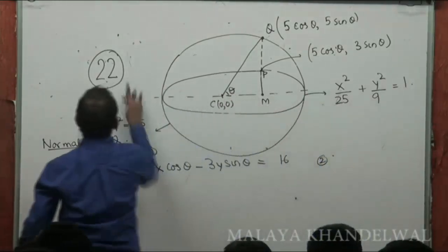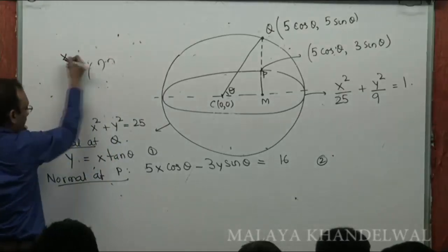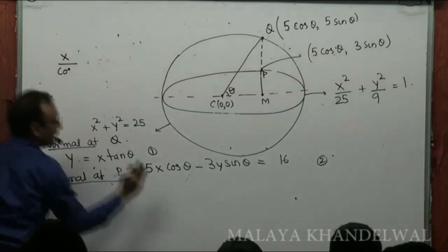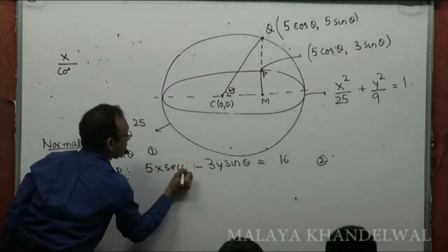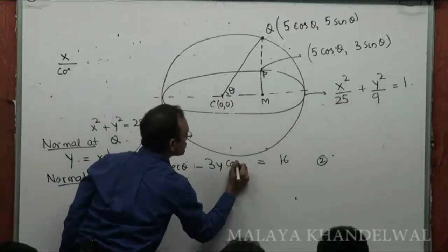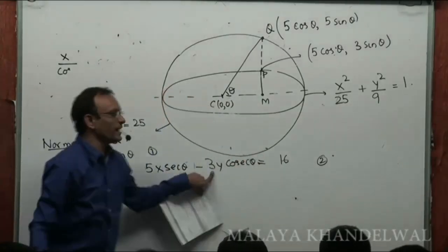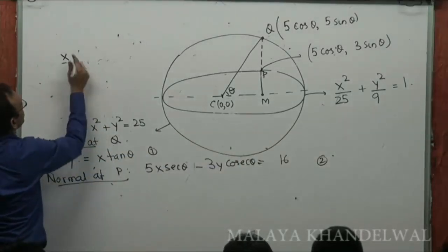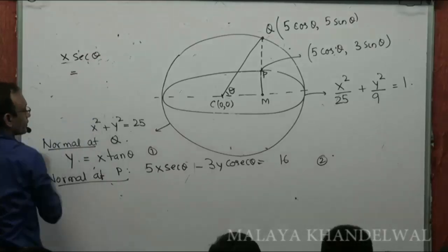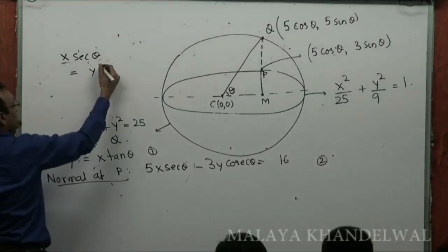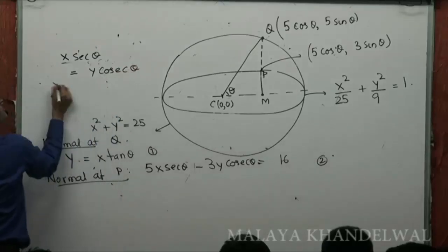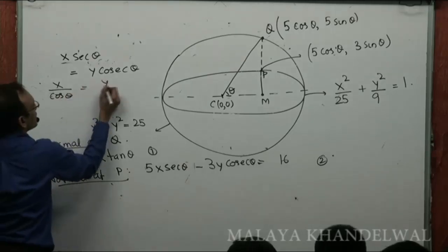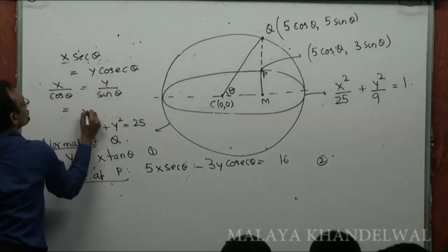Right. So what I could do here is write this as x sec theta, x by cos theta, ax sec theta minus by cosec theta. I'm so sorry, please fix this. ax sec theta minus by cosec theta is a squared minus b squared. Now, from this, I get x sec theta is y cosec theta, right? That means x by cos theta is y by sine theta. Each will be equal to root x square plus y squared.